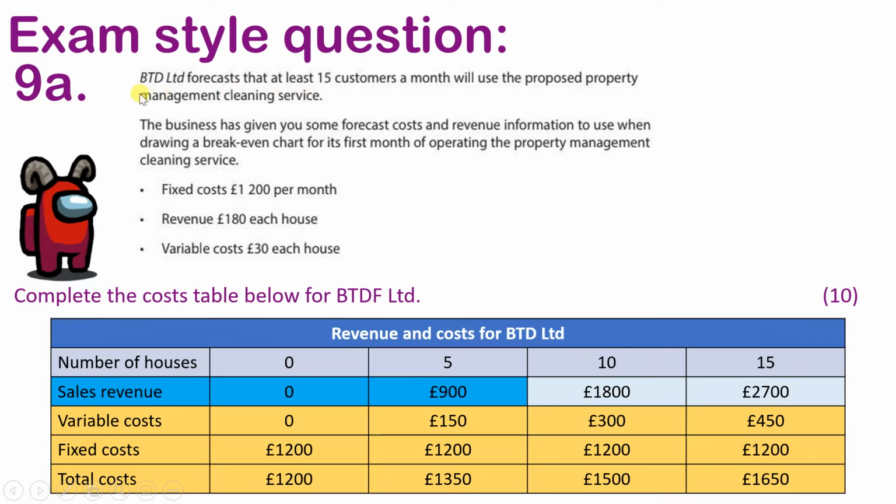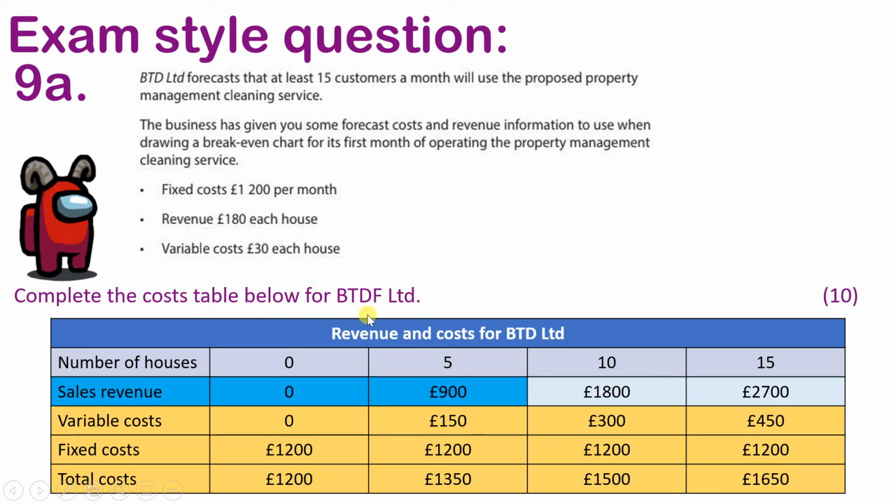Question 9A. BTD Limited forecasts that at least 15 customers a month will use the proposed property management cleaning service. The business has given you some forecast costs and revenue information to use when drawing a break-even chart for its first month of operating the property management cleaning service. Fixed costs are £1,200 per month. Revenue is £180 each house, and variable costs are £30 each house.